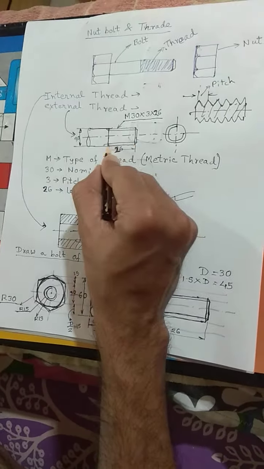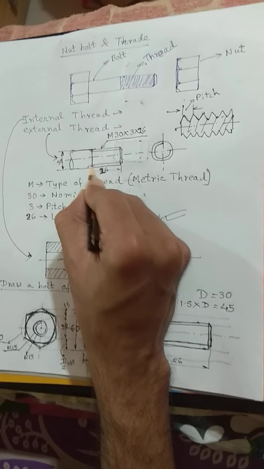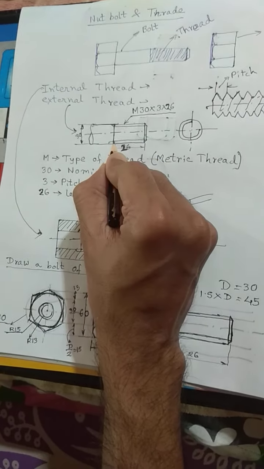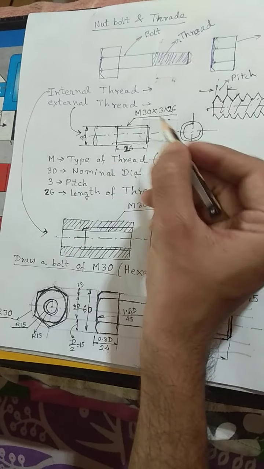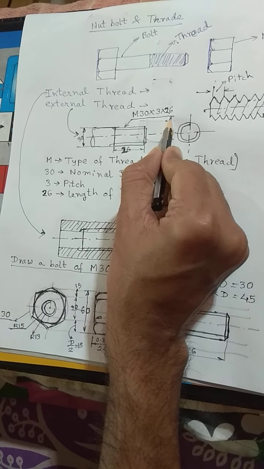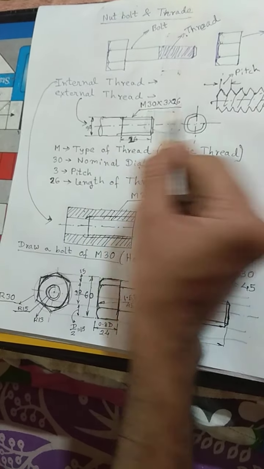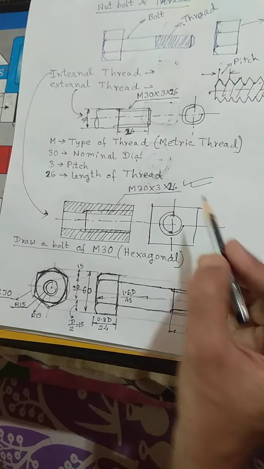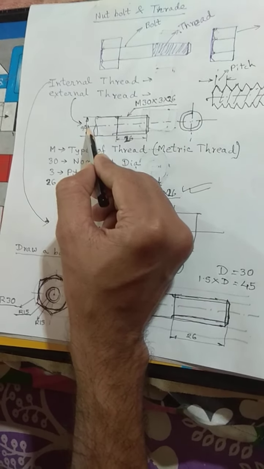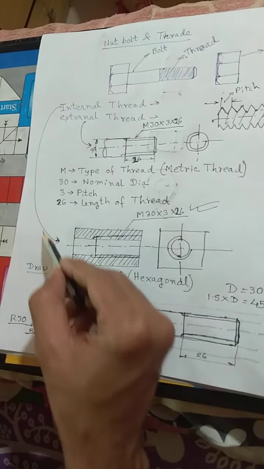Length of the thread. That means how you are cutting this thread, how much length will be cut of the thread. The length of the thread will be 26. So this is the nomenclature of a thread, how we designate a thread. This is the way of designating a thread. Now this is an external thread. Now I am telling about internal thread.